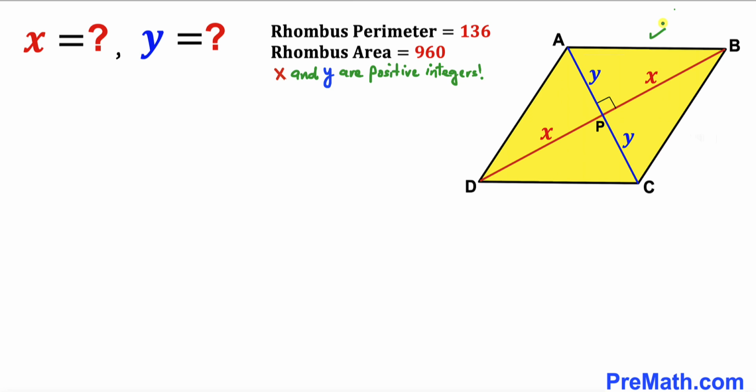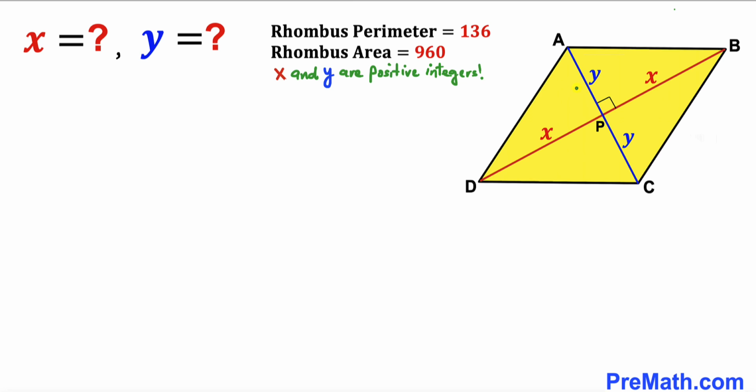In this video, we have this rhombus ABCD, as you can see in this diagram, such that its perimeter is 136 units, whereas its area is 960 square units. And furthermore, its diagonals are perpendicular bisectors of each other.